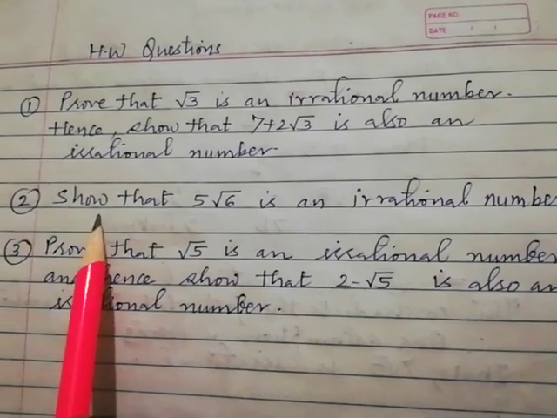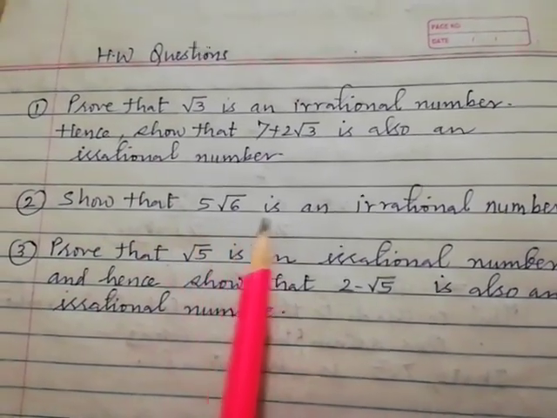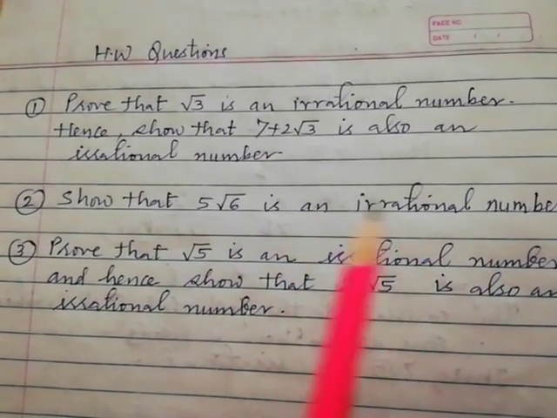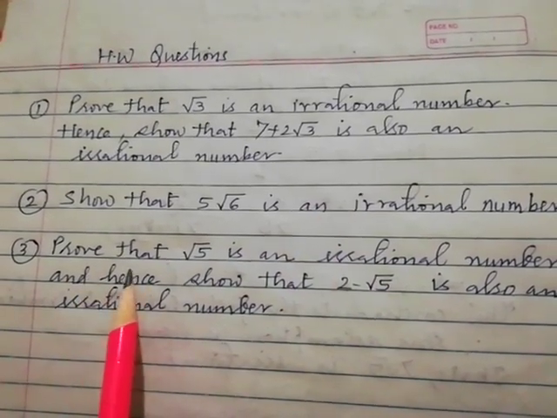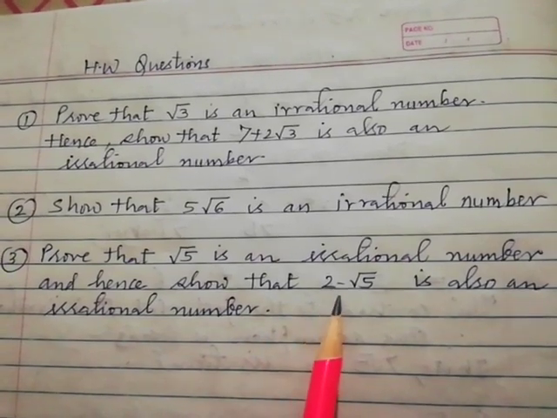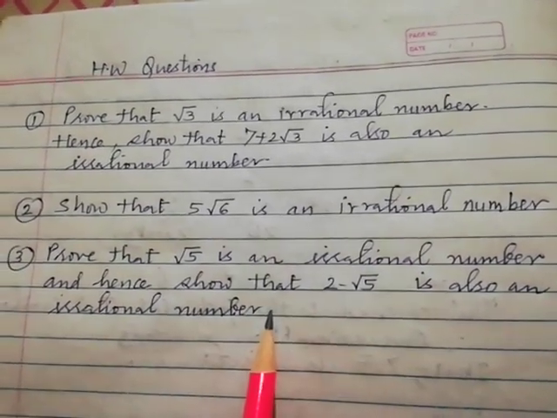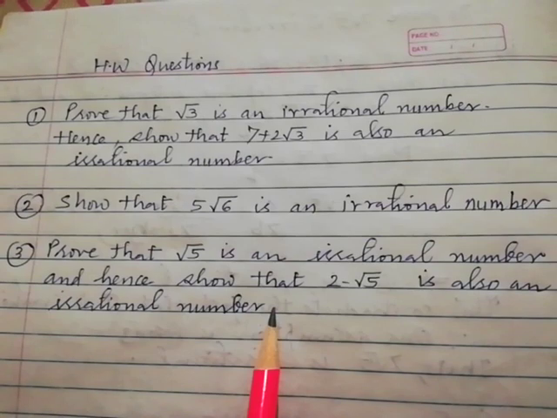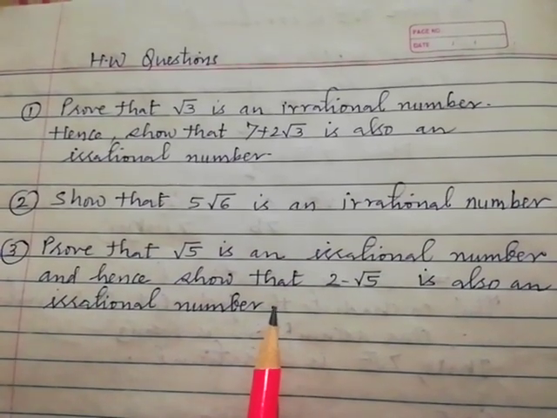Question number 2, show that 5 root 6 is an irrational number. Third, prove that root 5 is an irrational number and hence show that 2 minus root 5 is also an irrational number. Do this in your notebook, and if you have doubt you can ask.